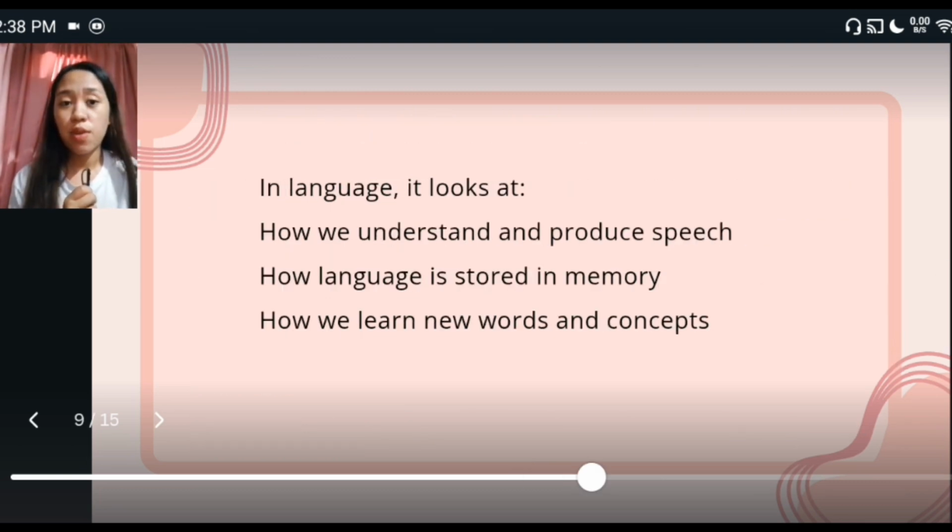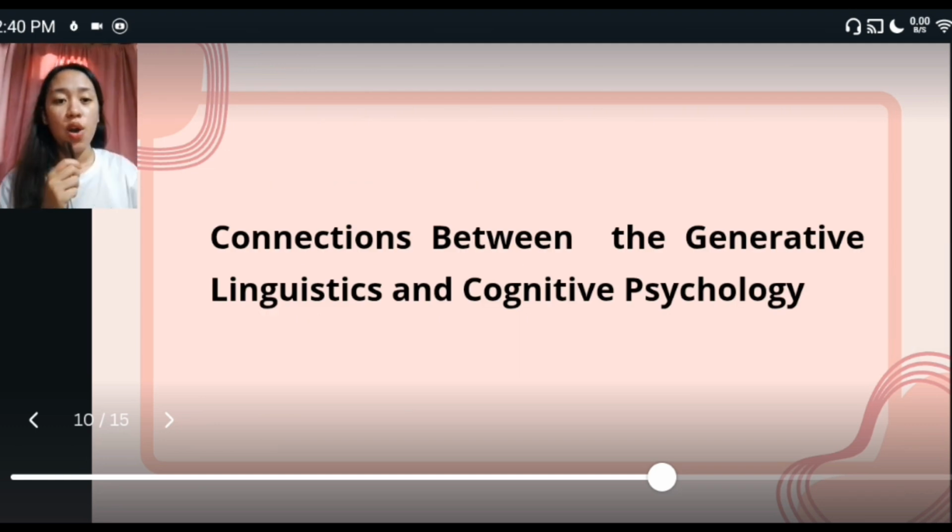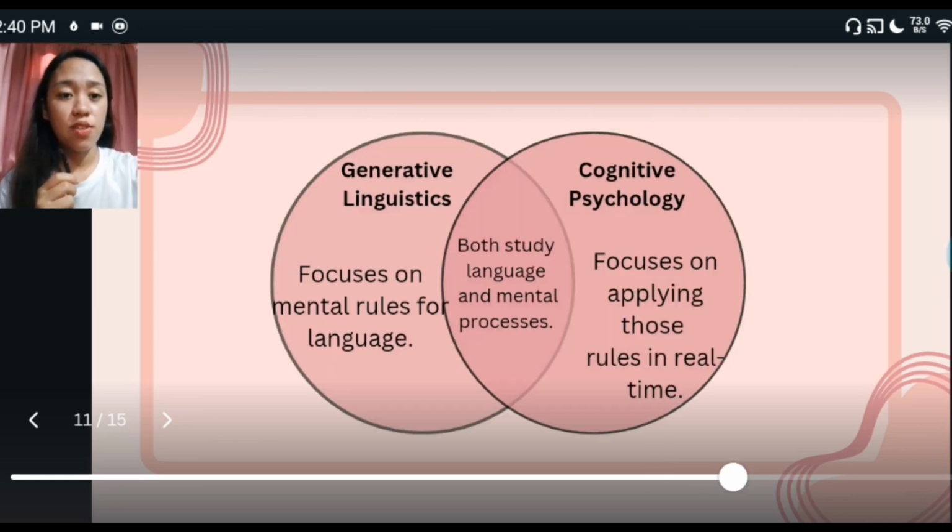Okay, so language looks at how we understand and produce speech. Cognitive psychology studies how we understand and produce language, how language is stored in our memory, and also how we learn new words and concepts. Okay, for the connections between generative linguistics and cognitive psychology.